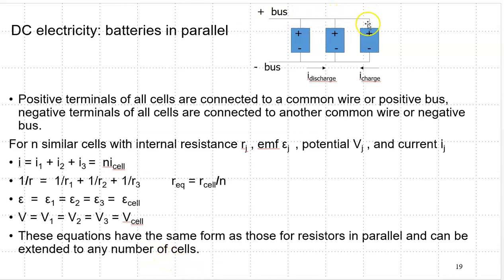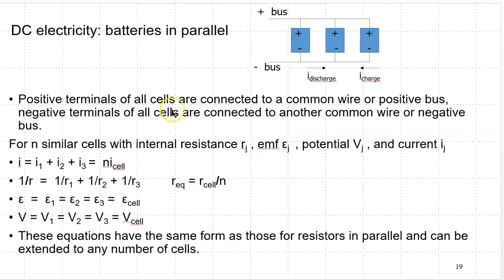Now, the other main way is to connect batteries in parallel. This is an equal potential surface called a bus. The positive terminals of all the cells are connected to a common wire or common bus. The negative terminals of all the cells are then connected to another common wire or negative bus. And we would put the circuit across here, obviously.